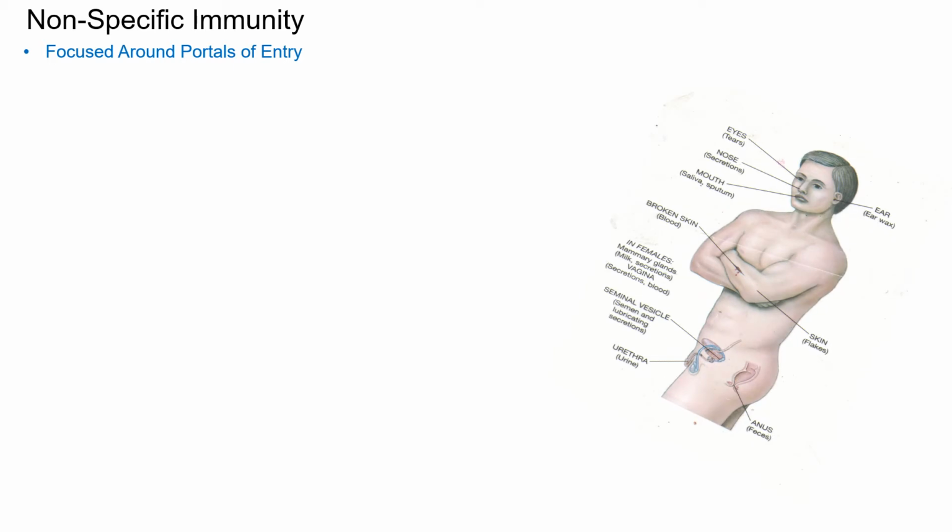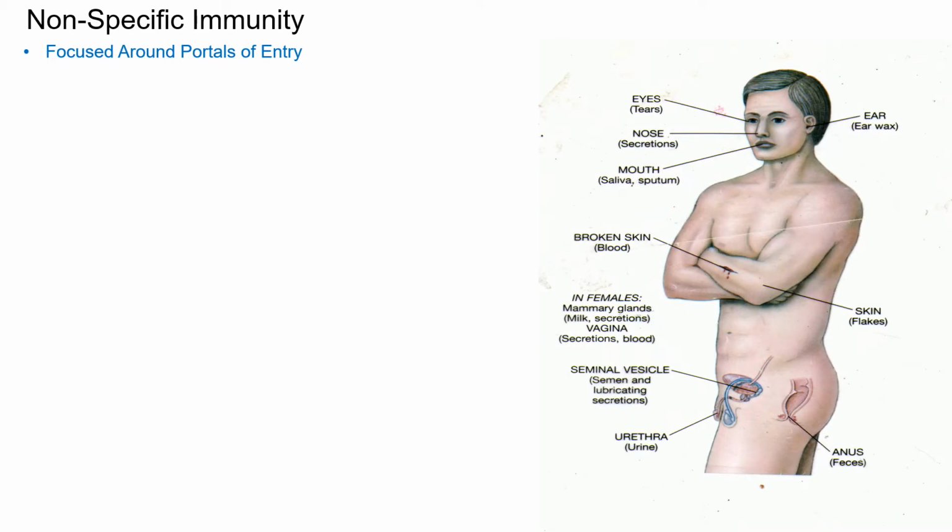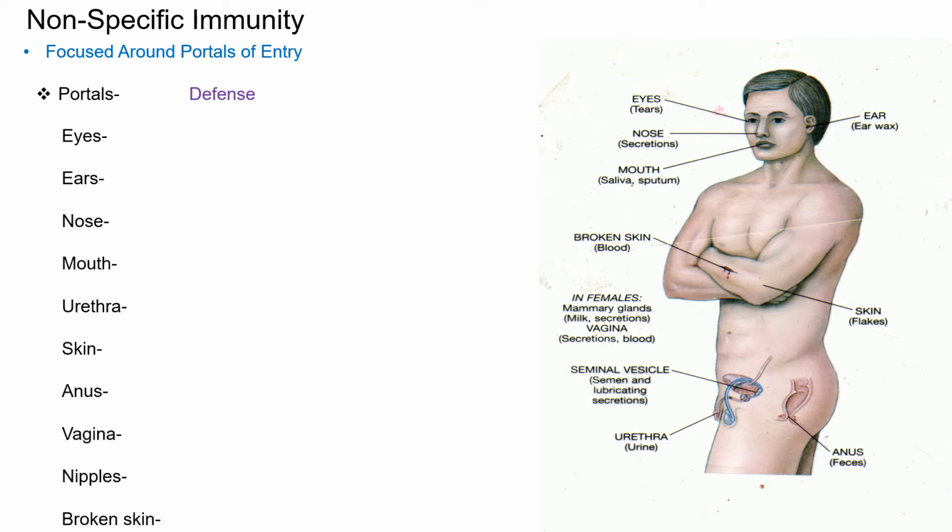Nonspecific immunity, again, means that we're going to see the response being the same no matter what the infectious agent. Primarily, the nonspecific defenses are around the portals of entry. Now, when we look at those portals of entry, we're talking about these things: the eyes, the ear, etc. And so let's talk about all those at once. What we're going to look at is the defense at each of these portals. Now, here are the portals.